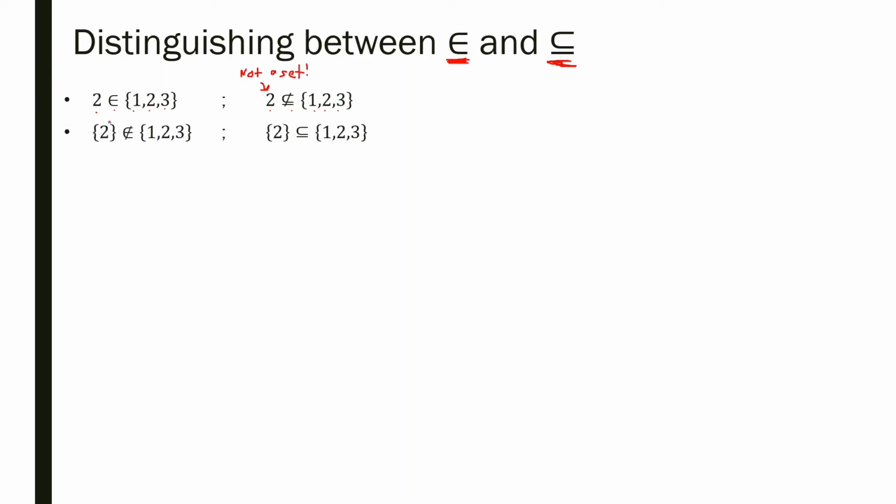Okay, what about this? The set containing 2 is not an element of the set containing 1, 2, 3. Why? Because I don't see the set containing 2 listed in this set, right? We talked about that just a second ago. If the set containing 2 was in here, it would be an element. But just 2 is in here, not the set containing 2. However, the set containing 2 is a subset of the set containing 1, 2, 3, right? Because every element in here is also in here.